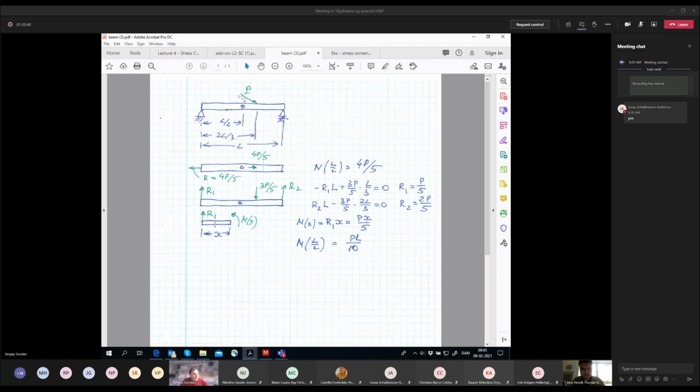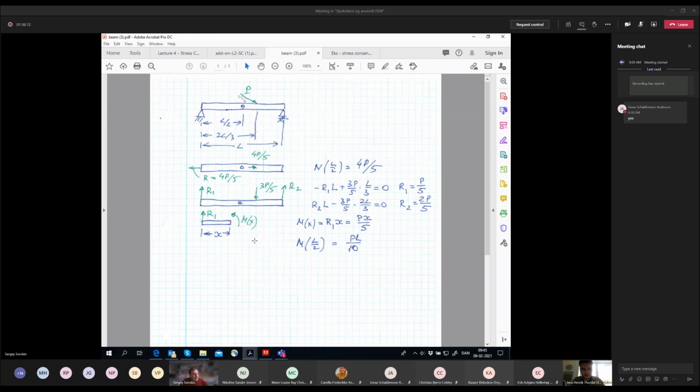And in order to do it, I have to set up this free body diagram using our sign convention for the moments. And then if I do the balancing of the moments with respect to this point, I have my moment as a function of x is this one, R1x, or it's px over 5.